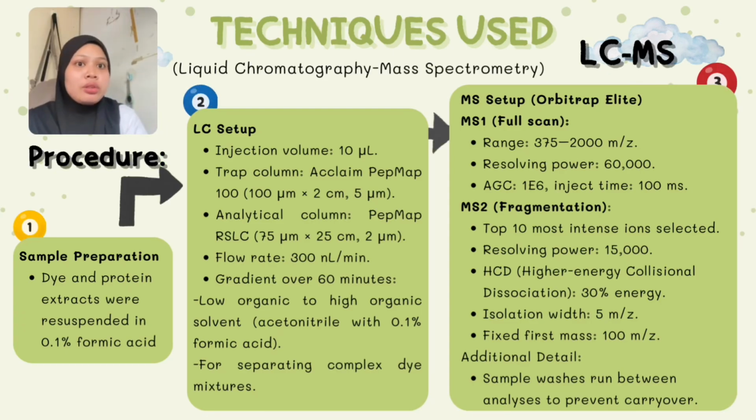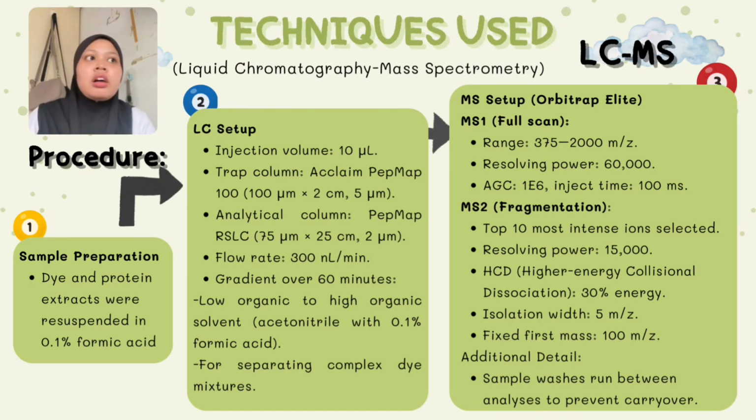The second technique used in the investigation is LC-MS, which is liquid chromatography mass spectrometry. The procedure starts with sample preparation, which is dye and protein extract suspended in 0.1% formic acid. For the LC setup, the injection volume must be 10 microliters. Trap column, a PepMap 100. Analytical column, PepMap RSLC. Flow rate must be 300 nanoliters per minute and the gradient over 60 minutes, from low organic to high organic solvent, for separating complex dye mixtures.